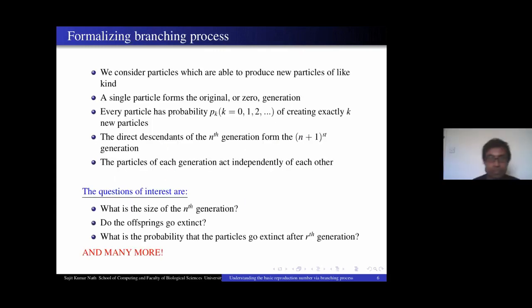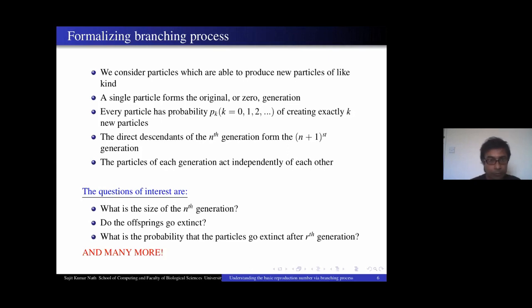So first, let me formalize the branching process. This is basically the definition of a branching process. The first thing is we consider particles which are able to produce particles of the same kind, as you have seen already. A single particle forms the original ancestor, and it is called the ancestor particle, and that is the 0th generation of that branching.